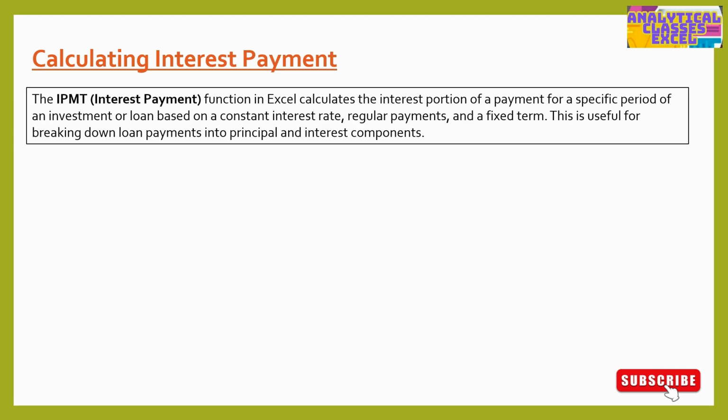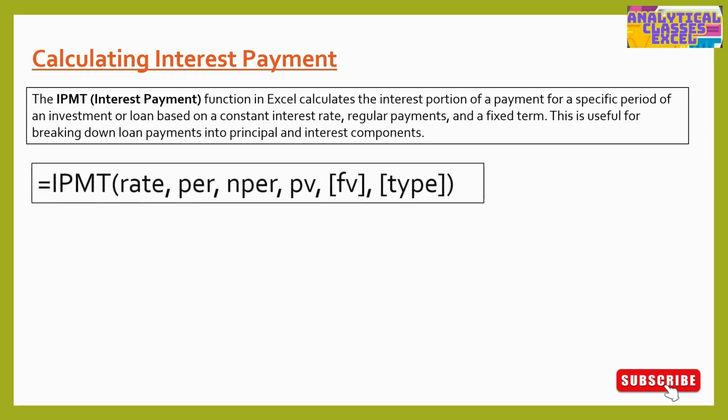The IPMT interest payment function in Excel calculates the interest portion of a payment for a specific period of an investment or loan based on a constant interest rate, regular payments, and a fixed term. This is useful for breaking down loan payments into principal and interest components. When we pay an EMI for a loan, it includes both the interest and the principal. So if we want to calculate how much interest we have paid till now, then this function is very useful.